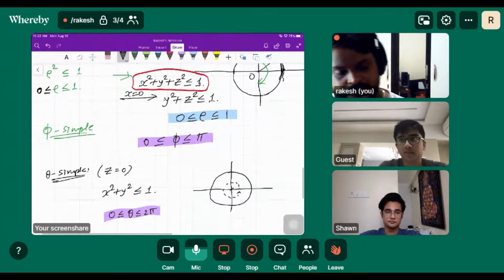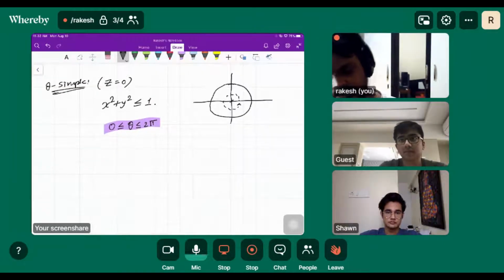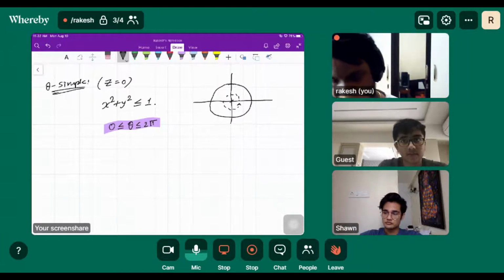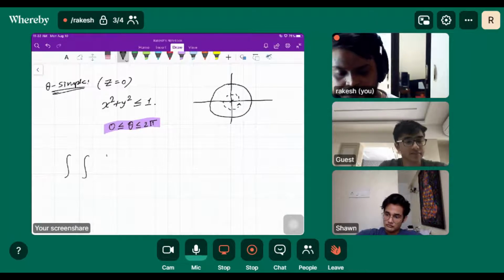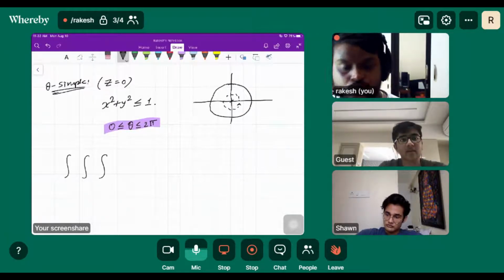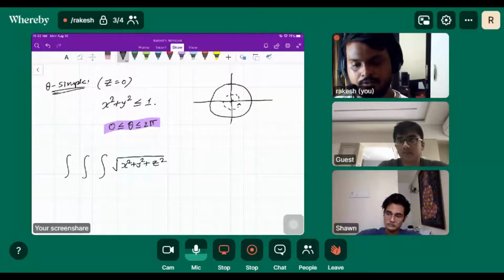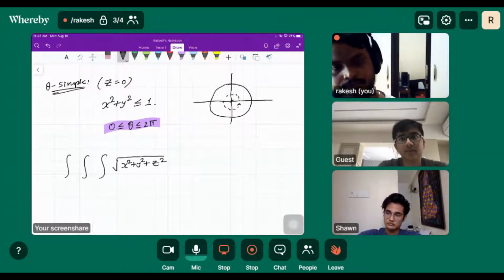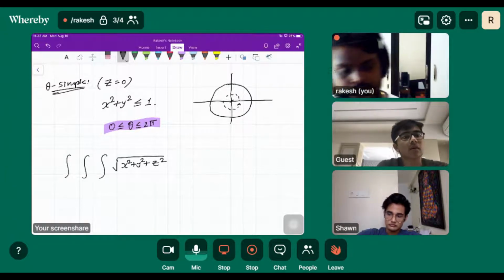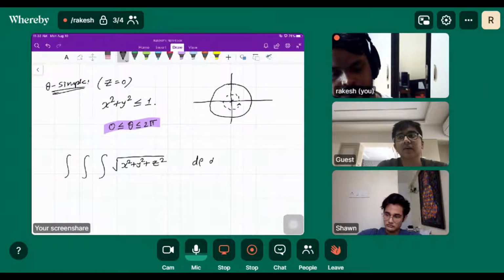So now let's set up the triple integral here. The question was root of x square plus y square plus z square. Do you have the question with you? So what is the order of integration? D rho d phi d theta.